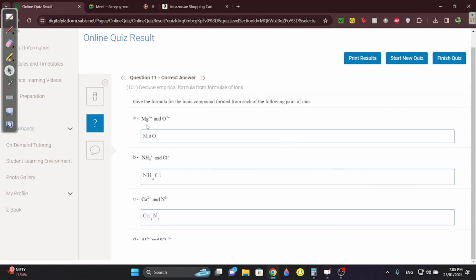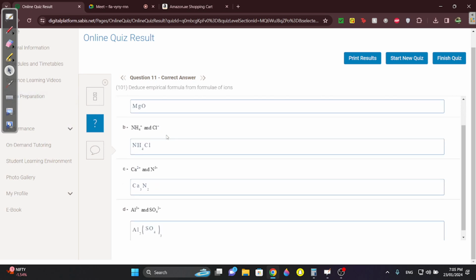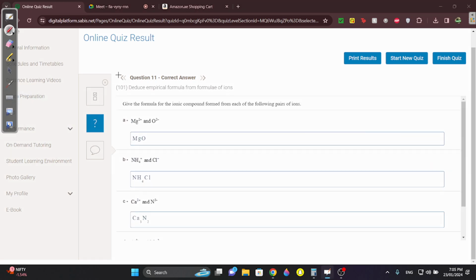Question 11. This one, they give you the ions and you have to find the compound. I told you, you have to crisscross, remember? But if they have the same charge, then the charges cancel, and you write it as it is. Okay, Mg2+ and O2-, the 2+ and the 2- cancel, you'll be left with MgO. NH4+ and Cl-, do they have the same charge? They do. Plus 1, minus 1, they cancel, you'll be left with NH4Cl.